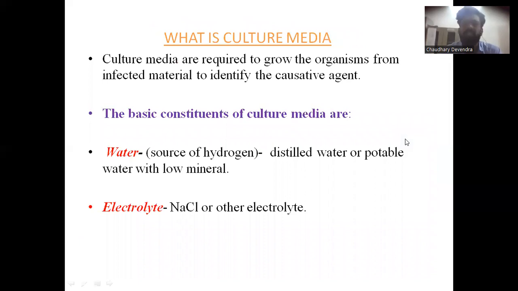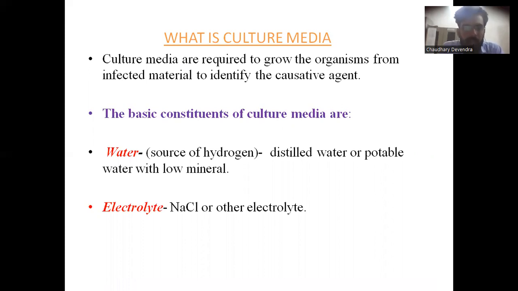So basically, I already told you about the definition. Culture media are required to grow the organism from infected material to identify the causative agent. Causative agent means a microorganism that can cause infection to human beings. So many bacteria, viruses, fungus, and parasites are there that come under microbiology, and they affect human beings.